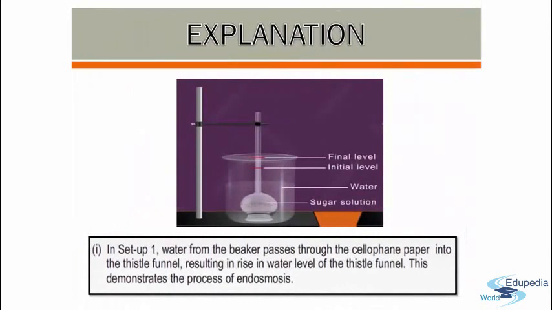The explanation behind this observation is that in setup 1, water from the beaker passes through the cellophane paper into the thistle funnel, and this results in the rise of the water level in the thistle funnel. This demonstrates the process of endosmosis. Endosmosis I had already explained in my previous video lecture.